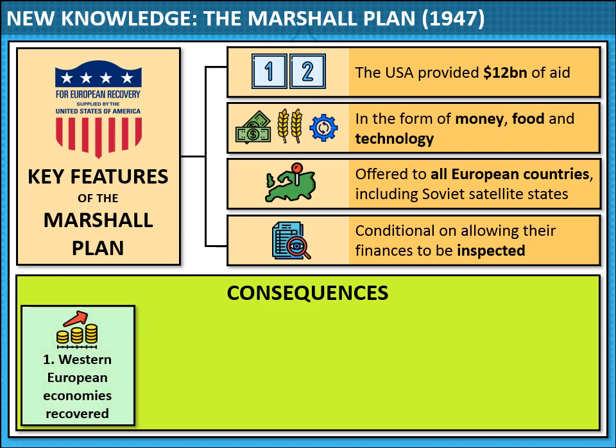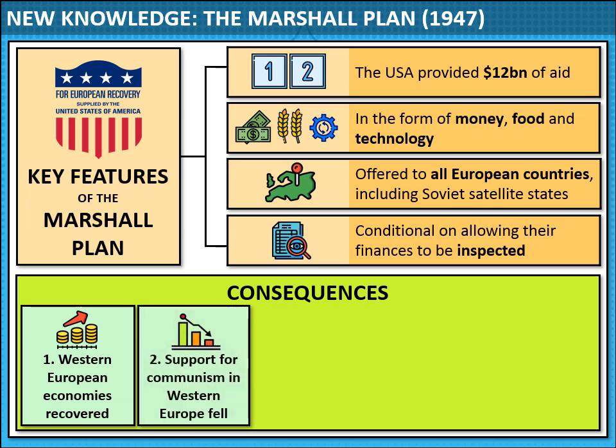Firstly, Western European economies began to recover with the help of American aid. Now, this is a slow process. It doesn't really take off until the 1950s, but we need to bear it in mind for later on in our course. Secondly, as Western European economies recovered, support for communism in Western Europe fell. People were living a better standard of living, so they felt less attracted to communist ideas.